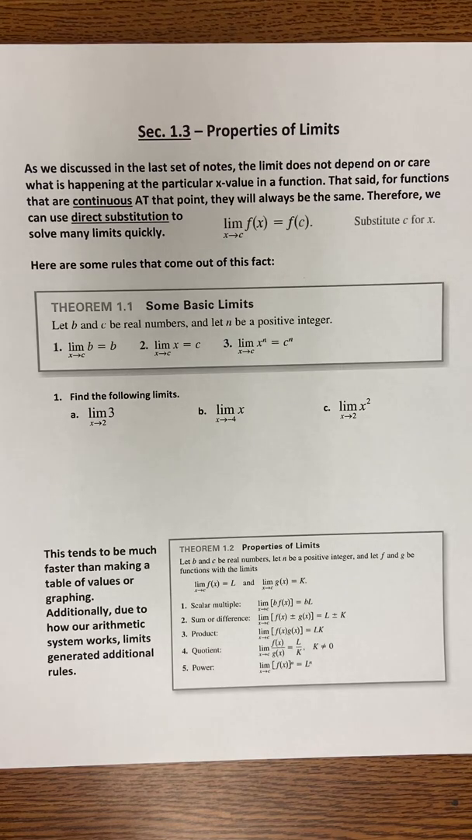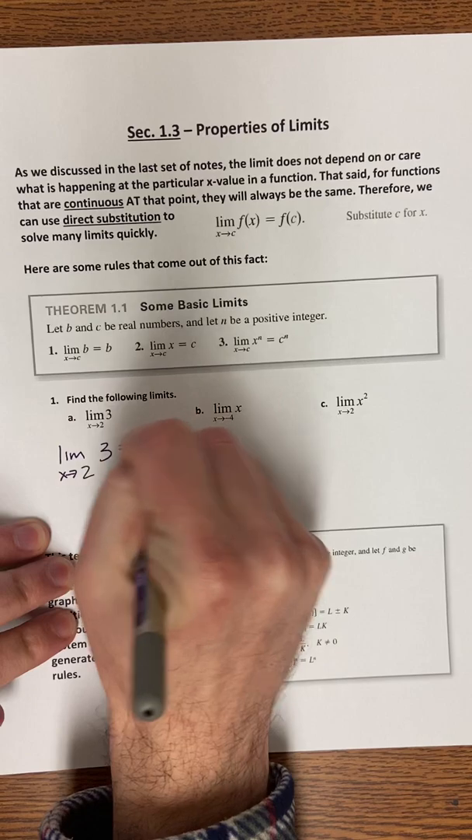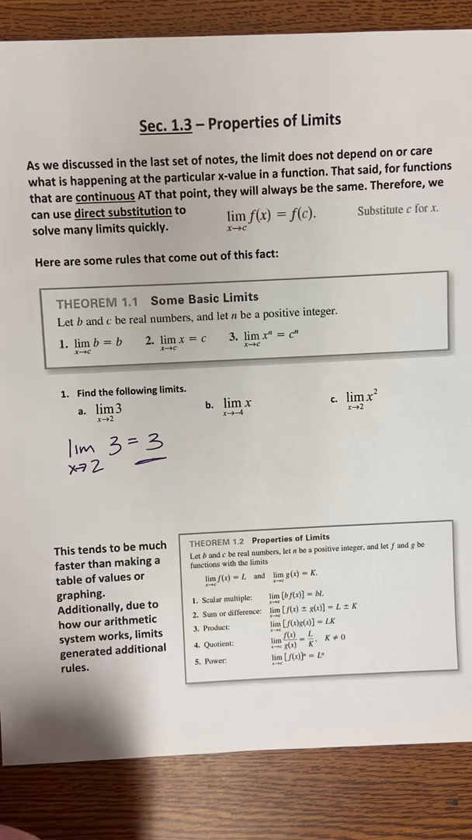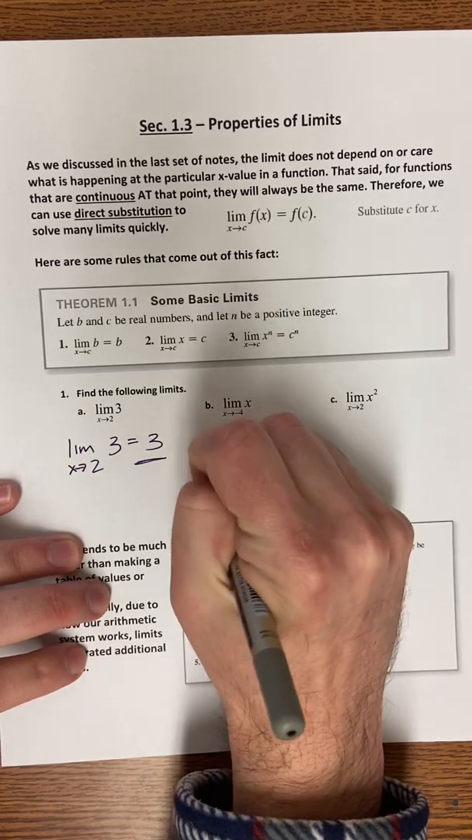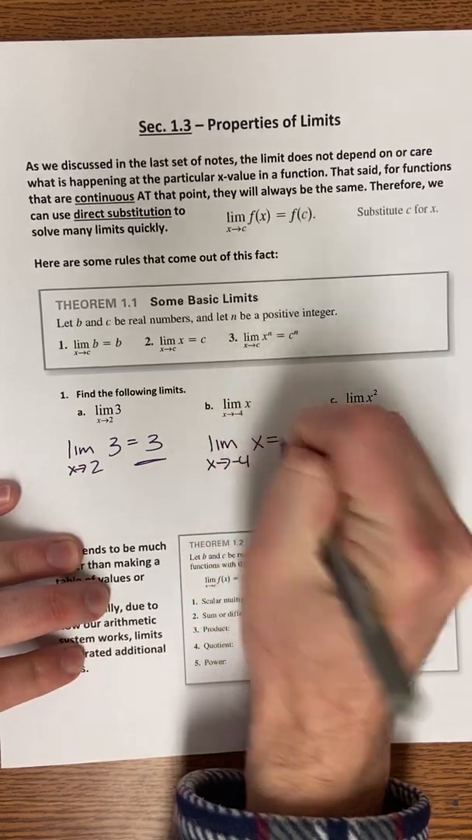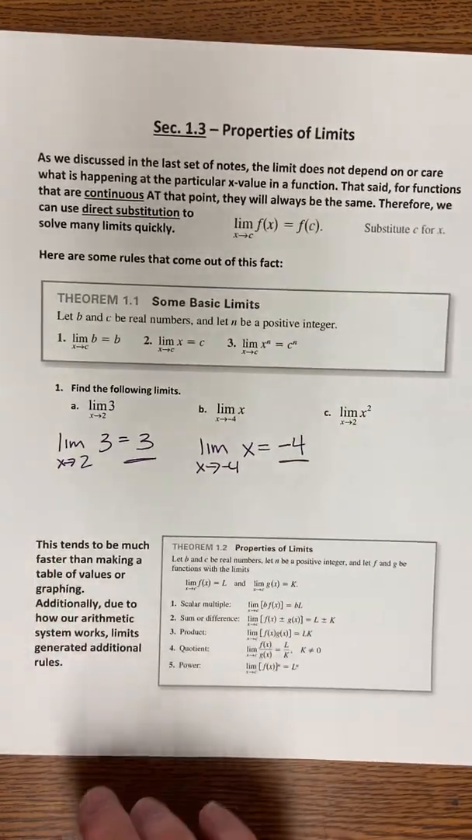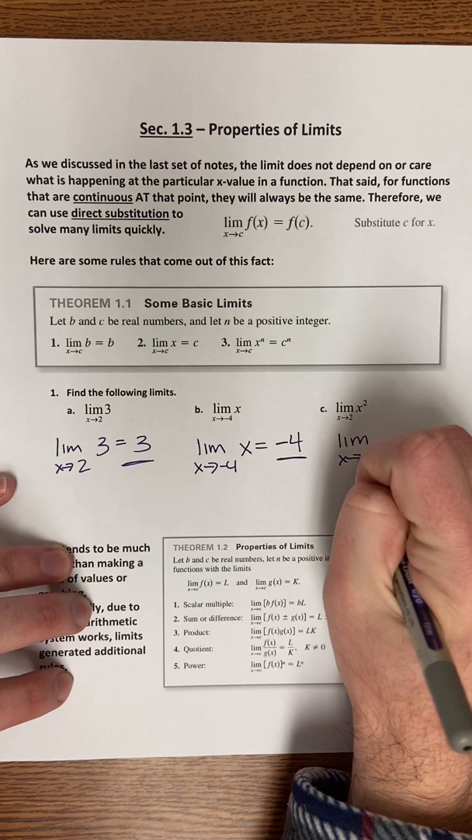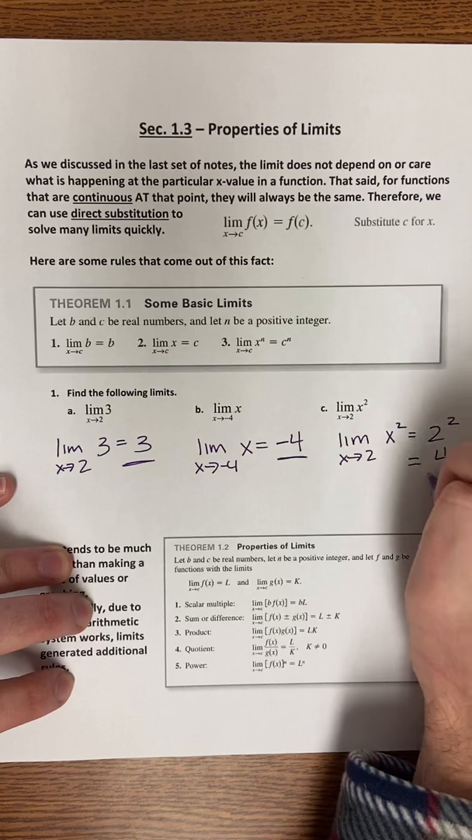So let's find the following limits. The limit as x approaches 2 of 3. 3 is a constant, so the limit as x approaches 2 of the function 3 is 3. This is like example 1. The limit as x approaches -4 of the function x, well, again, we can just plug it in because it's linear. So the limit as x approaches -4 of x is, you'd replace x with -4. And the limit as x approaches 2 of the function x squared means we just plug in 2, and 2 squared is 4.